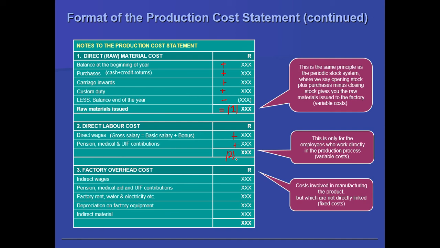I've also shown you where number two will be recorded. And then we're going to go to factory overheads. Factory overheads, you focus more on, it starts with indirect wages. That is the salary paid to a factory supervisor, a factory bookkeeper, or factory security guard, or factory foreman.